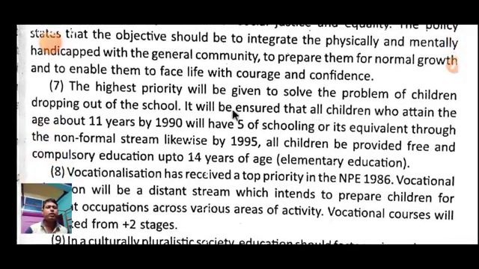The highest priority will be given to solve the problem of children dropping out of school. It will be ensured that all children who attain the age of about 11 years by 1990 will have 5 years of schooling or its equivalent through the non-formal stream. Likewise, by 1995, all children should be provided free and compulsory education up to 14 years of age, which is called elementary education.